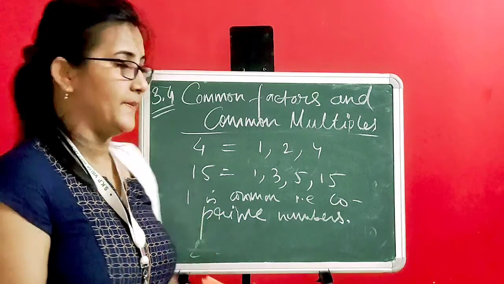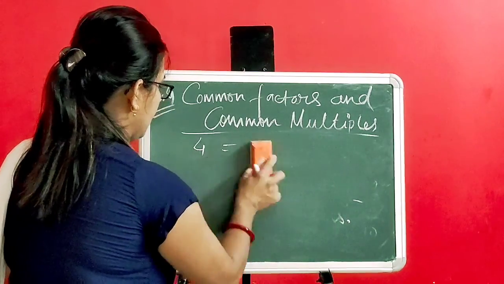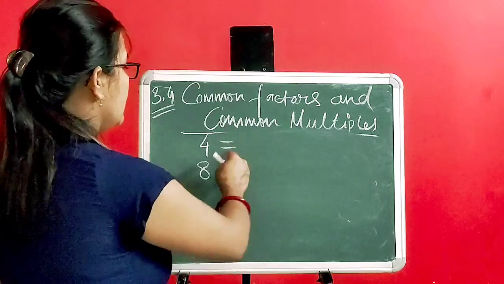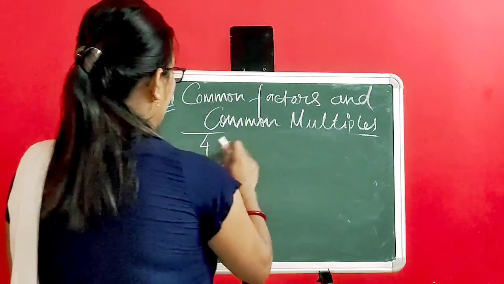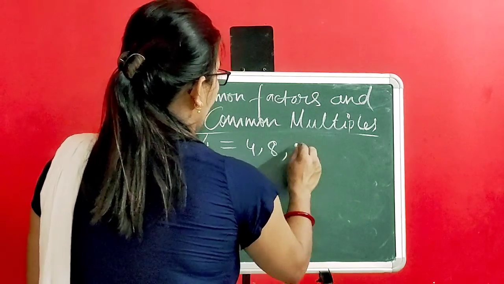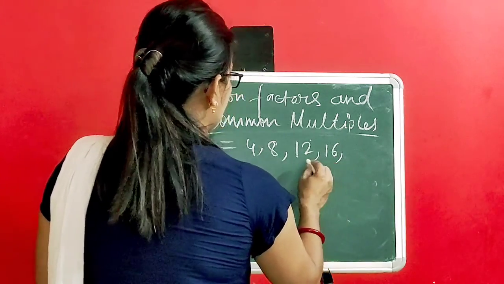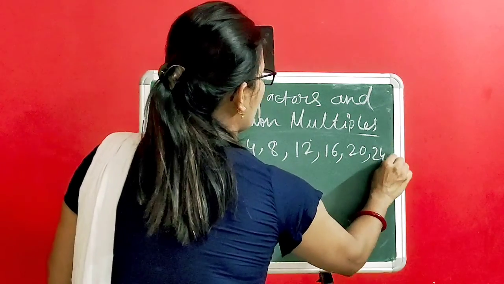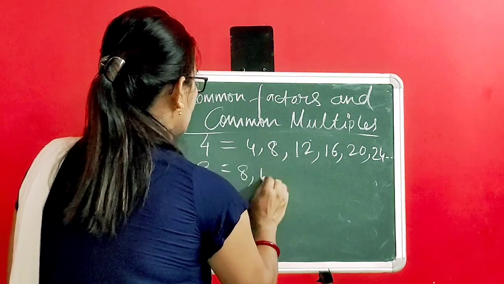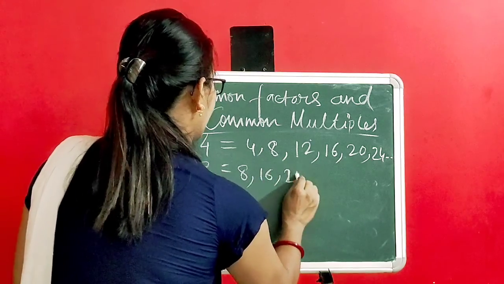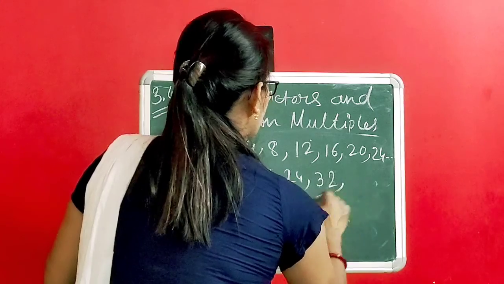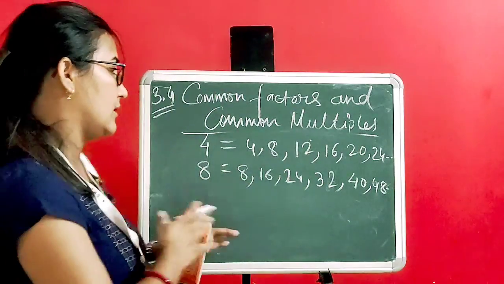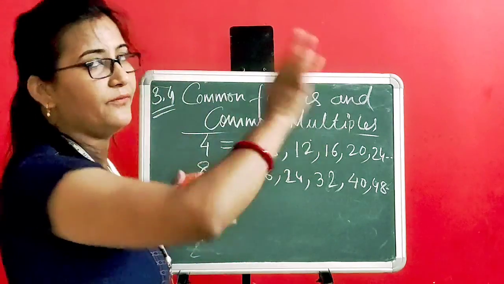Now next, moving to common multiples. For the same, taking small numbers, suppose 4 and 8. Multiples means just the multiplication table. 4 ones are 4, 4 twos are 8, 4 threes are 12, then 16, 4 fives are 20, 4 sixes are 24, and so on. Again 8 ones are 8, 8 twos are 16, 8 threes are 24, 8 fours are 32, 8 fives are 40, 8 sixes are 48. Up to how much level can you go? Multiplication can go till infinity.